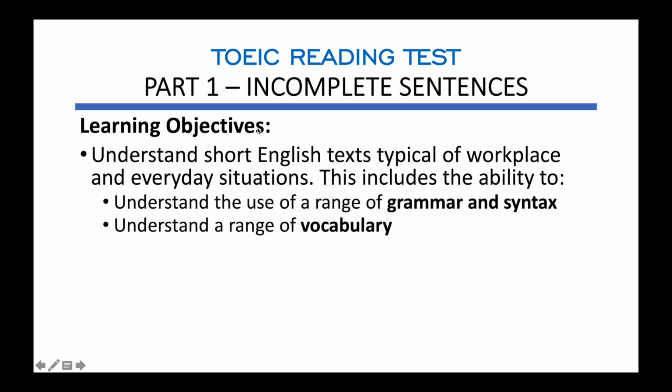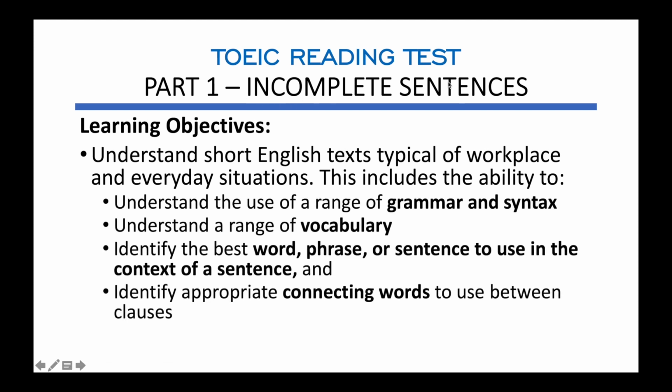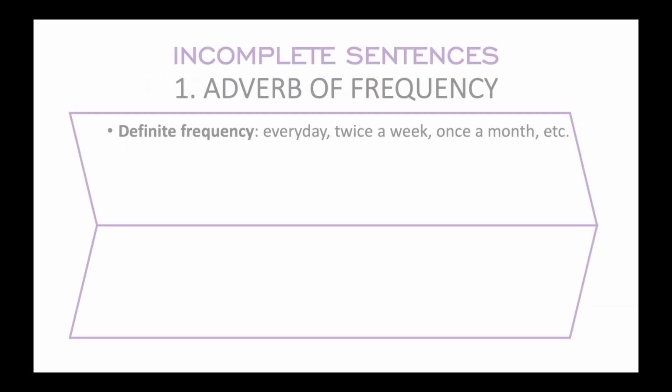So the next one would be the learning objective of the TOEIC reading test in the first part. In this case, we will talk about the incomplete sentences. So basically, we will talk about grammar and syntax, and then vocabulary, word, phrase, sentences, and the context. And then the last one would be the connecting words, such as but, also, and then first, second, and others. So let's check out the first part of the reading test, incomplete sentences.